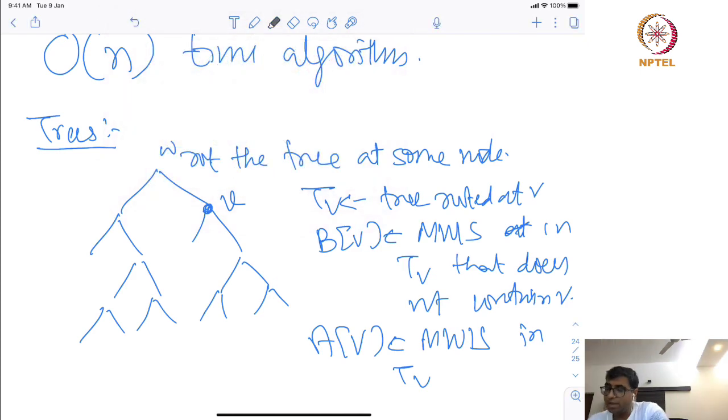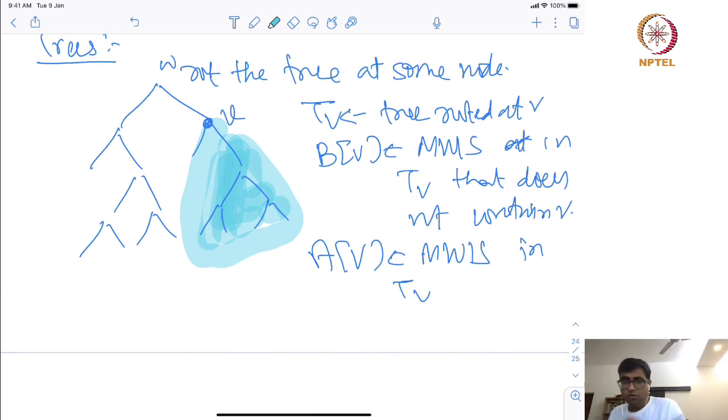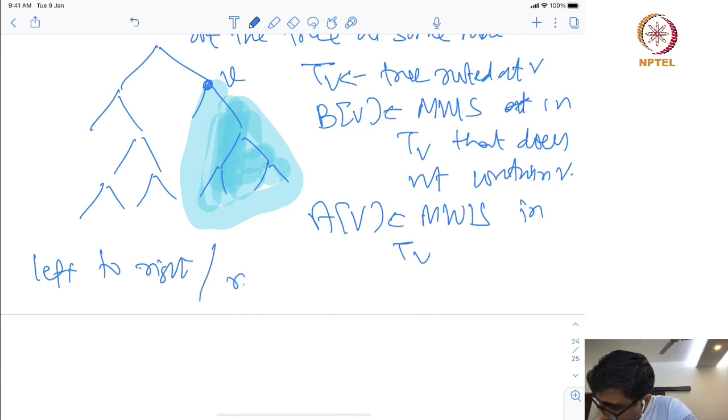Notice that because we have rooted this tree, we now have a notion of where to look. We were doing left to right, but now it is a rooted tree, so we will go from bottom to top. First we take care of the leaves, then their parents, and then their parents' parents. Left to right is replaced by bottom to top.